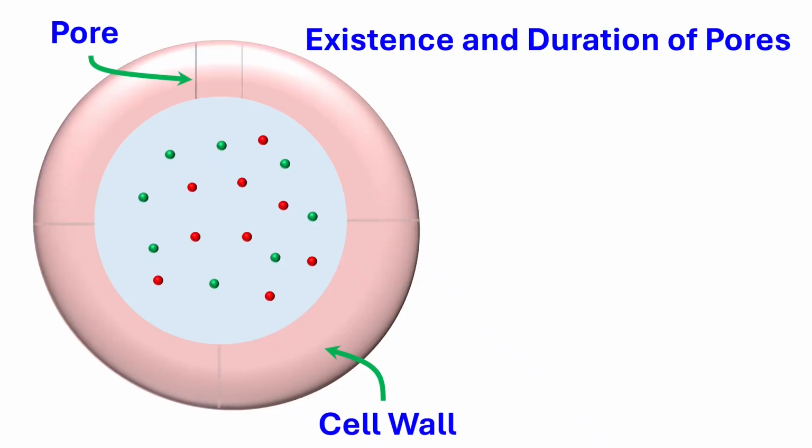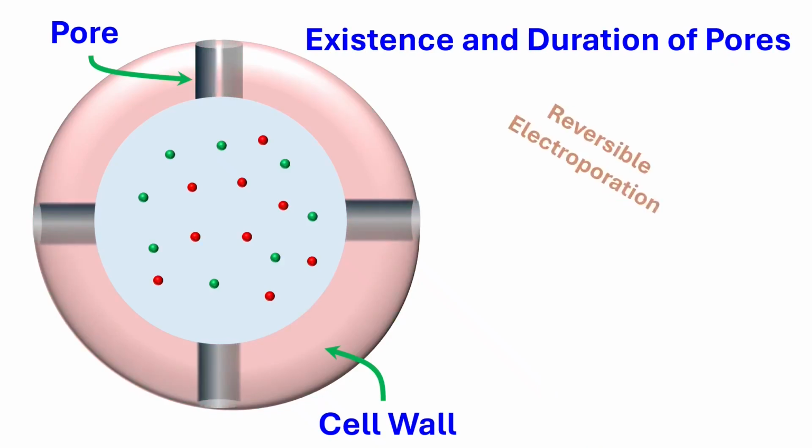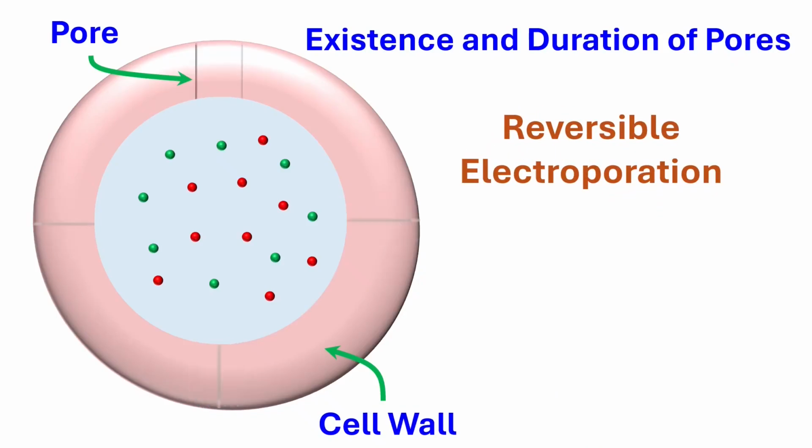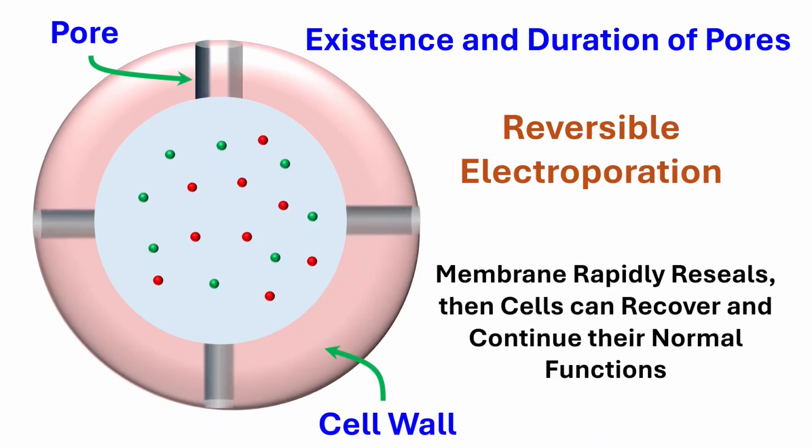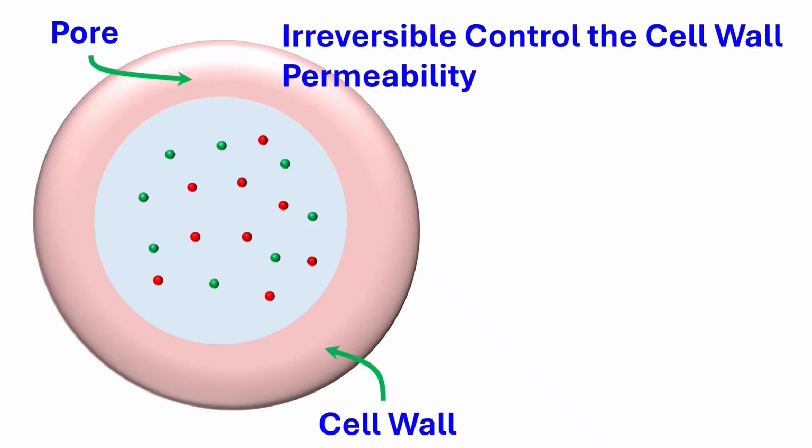After the electric pulse is removed, the membrane typically reseals itself, trapping the molecules inside. This is called reversible electroporation and the cell survives. When the membrane rapidly reseals, cells can recover and continue their normal functions. In addition, if the entering molecules have a specific function to be performed inside the cell, then they could be active inside. We may also want to have irreversible electroporation.